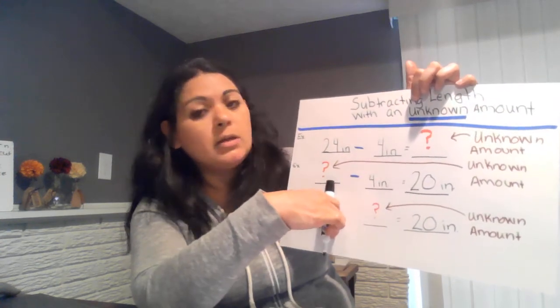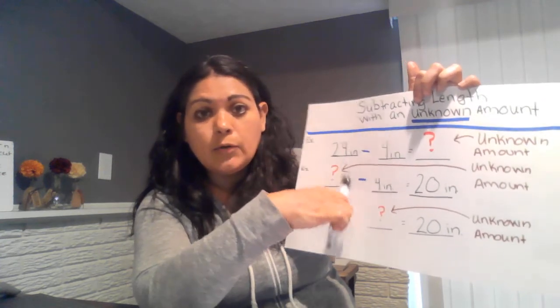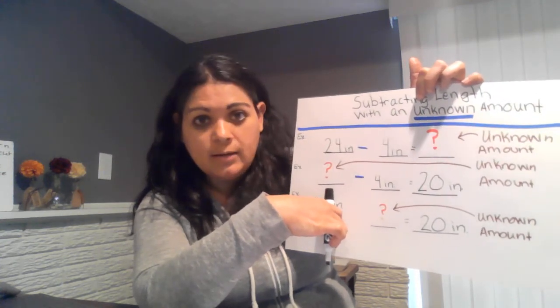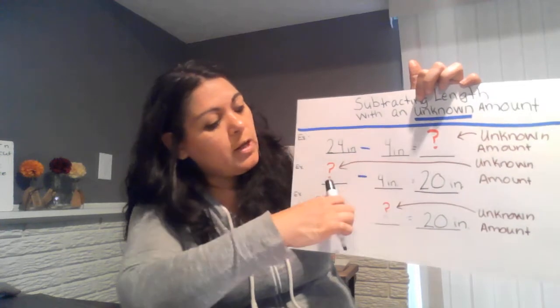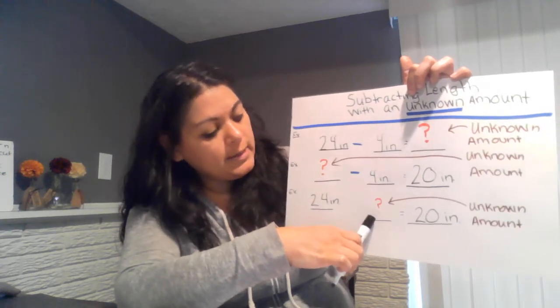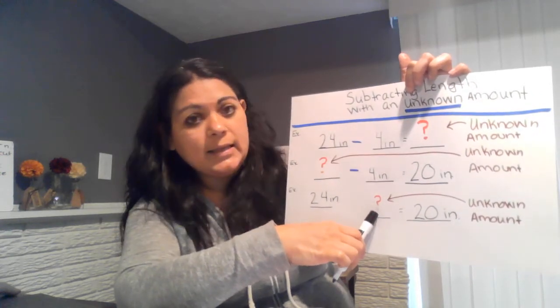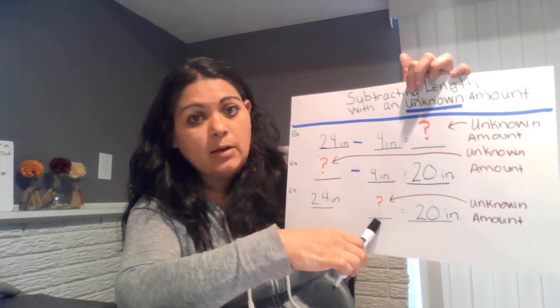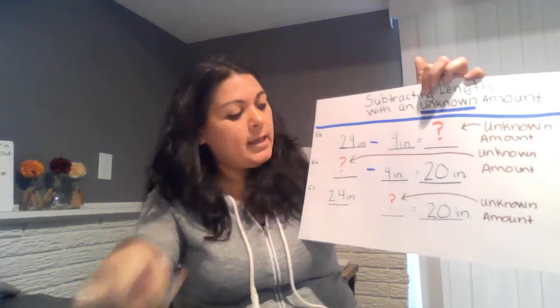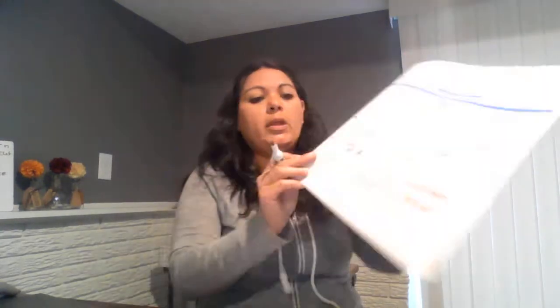The unknown amount could be in the first group or the first subtrahend. Okay, that's where your unknown amount is. Another area is in the second spot, which we call the subtrahend position when we are subtracting. So let's look at a couple of examples.